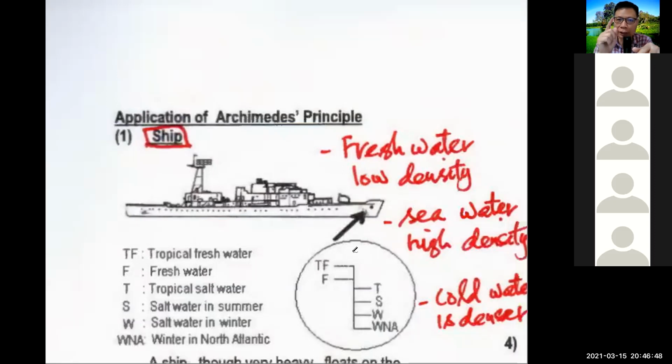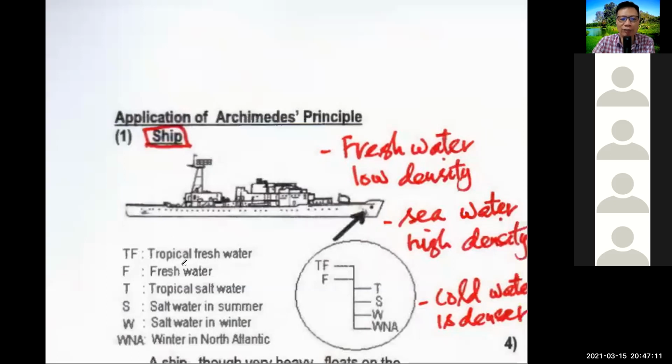This water is dangerous because all the ships that go into the Amazon River will sink very deep, because the density of the water over there is very low. Fresh water has lower density. Moreover it is tropical, and tropical means the water is hot. When the water is hot, density becomes lower.